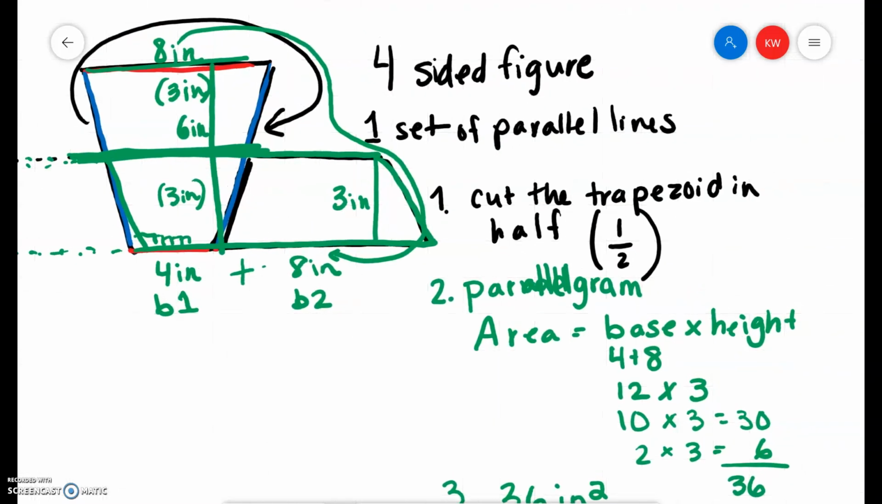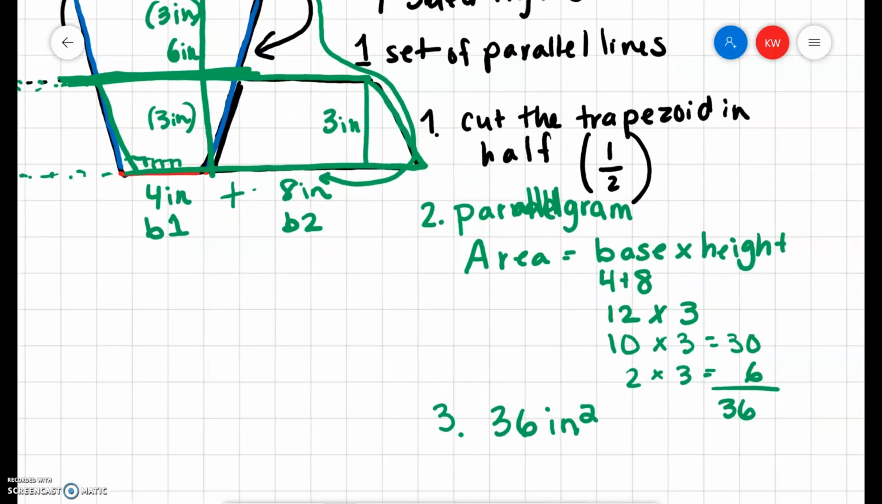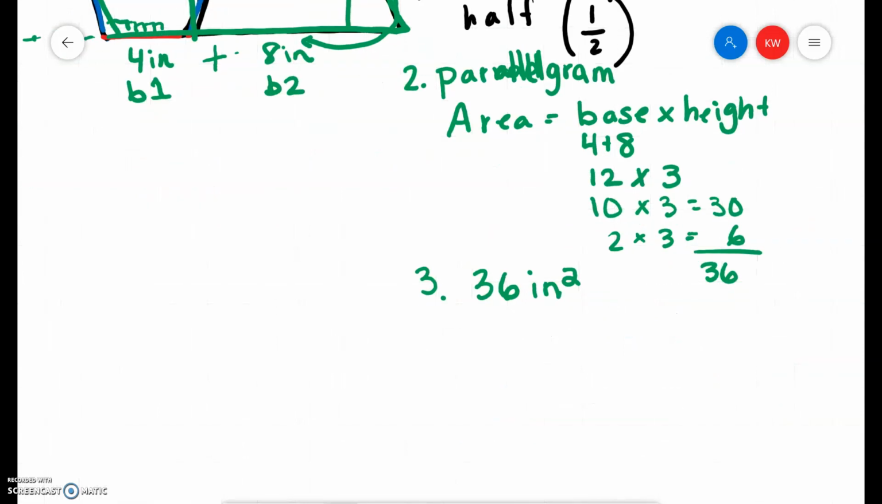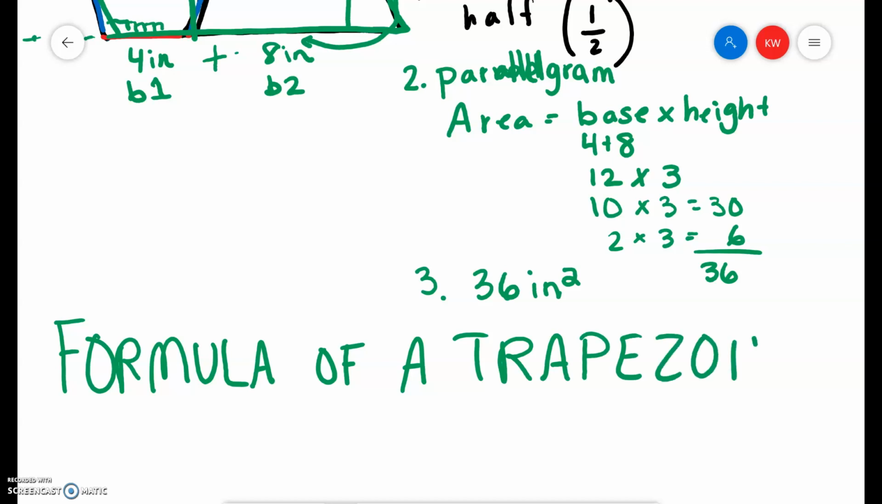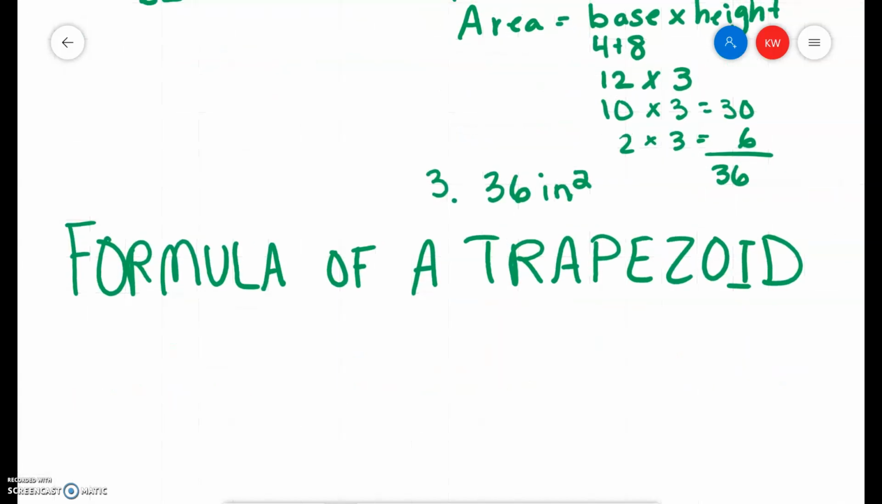So what did I do first? I took a trapezoid, I cut it in half, and I moved the top trapezoid to create a parallelogram in order for me to use the base. That tells us a little bit about what the formula of a trapezoid tells us, and where it comes from. If you want to write this down, this is really important. This is where the formula of a trapezoid comes from. It is really important to know where all the pieces come from.